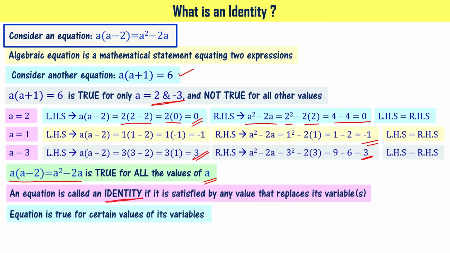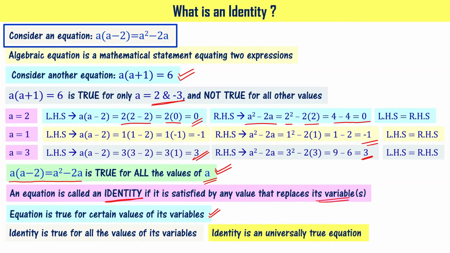Now we can say that an equation that is true for certain values of variables is going to be a normal equation. That is like a times a plus 1 equal to 6. An equation which is true for all the values of given variables, then that equation is called identity. Please note the difference between a regular equation and an identity. An equation is true for certain values of its variables. It means only for few values of variables it is going to be true. When it comes to identity, it is going to be true for any value you pick for its variables. Please note that.